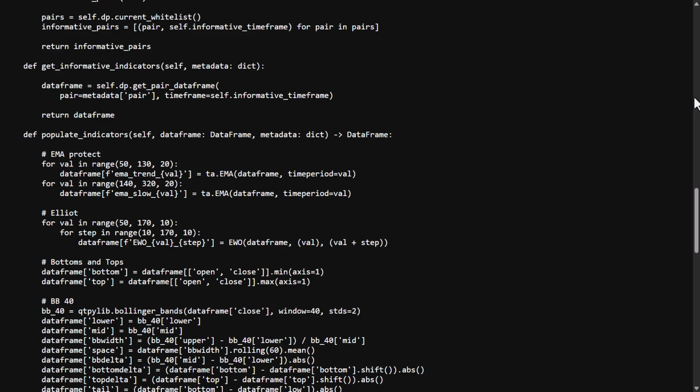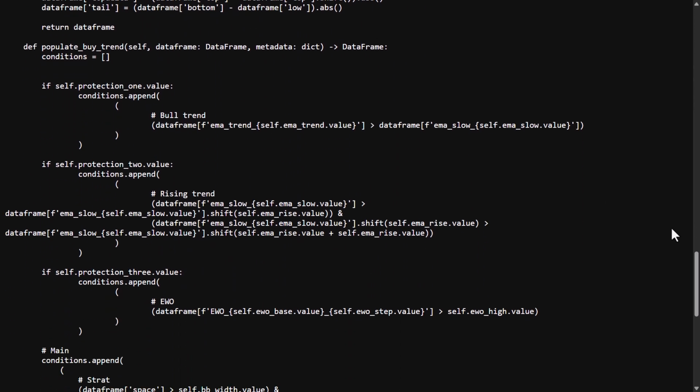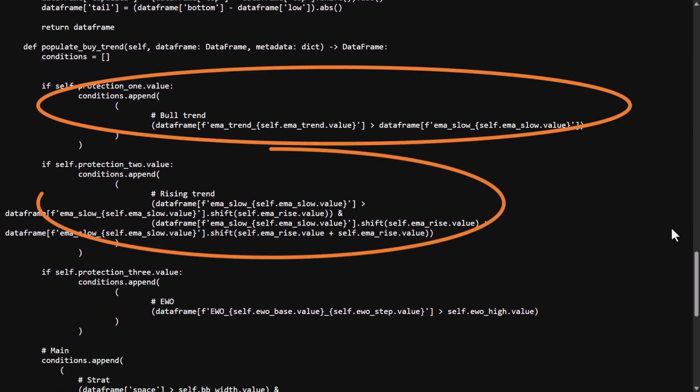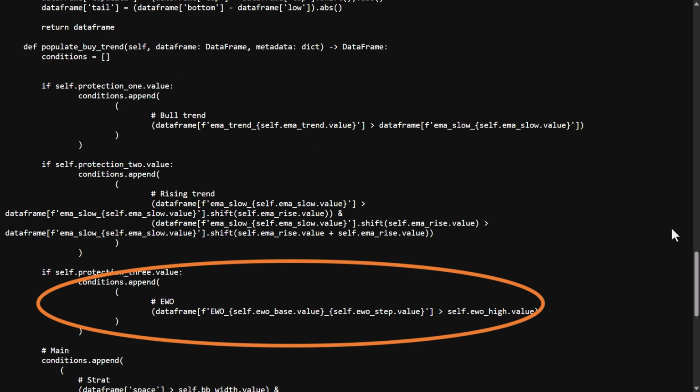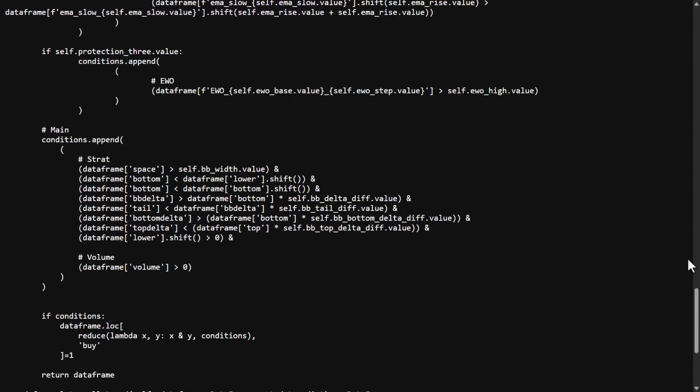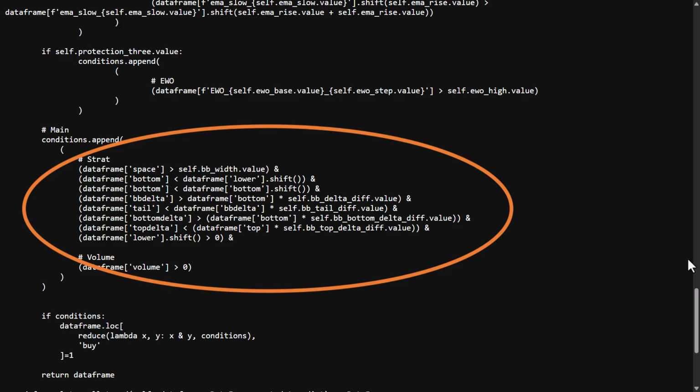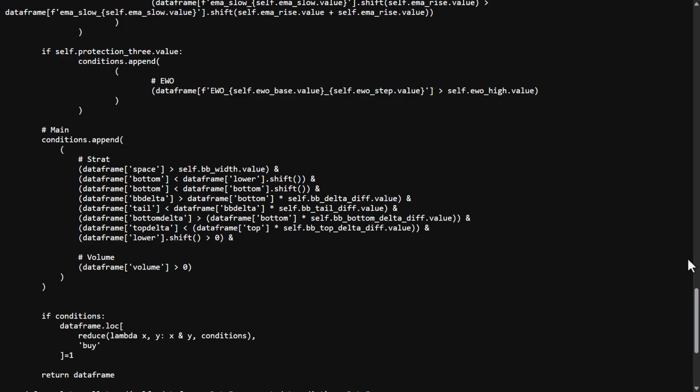The strategy has 3 layers of trend protection, and if any enabled protection condition is not met, then the strategy will not buy. Then there is this main entry condition, and after passing all the enabled protections, the main entry condition checks for a big move in the Bollinger Bands, a strong price delta, confirmation from the other indicators and a specific price pattern. And if all these conditions are met, then the strategy will actually buy.